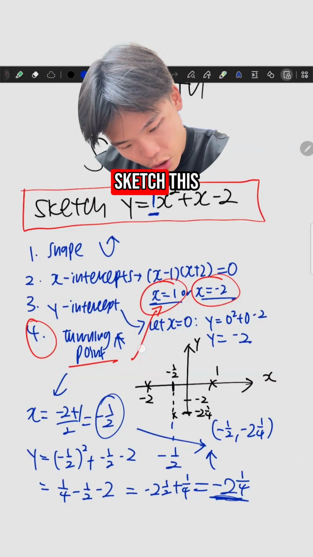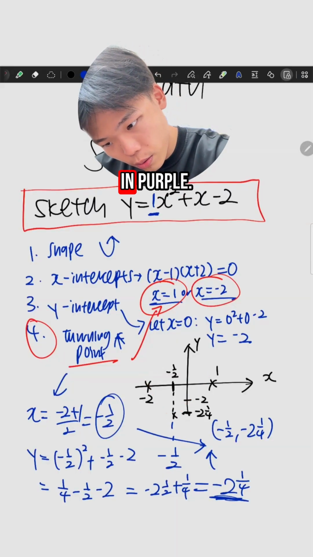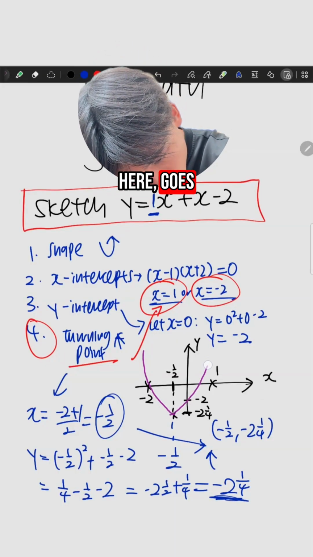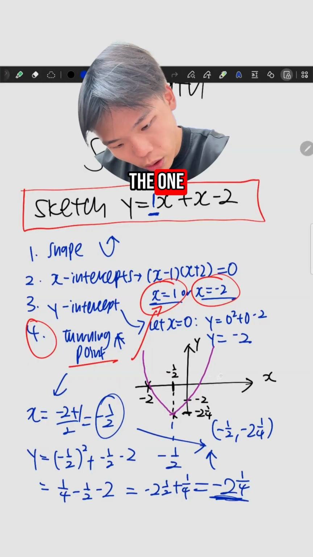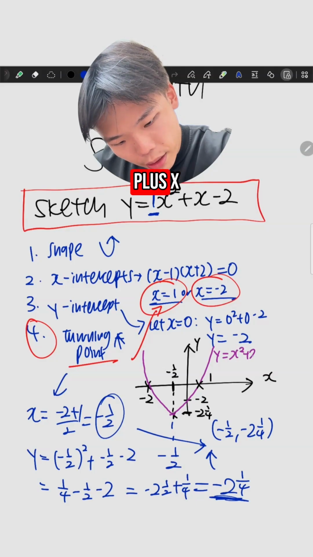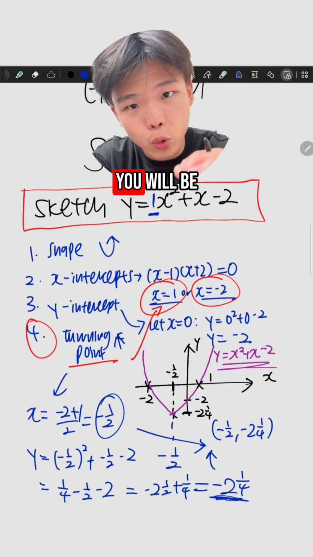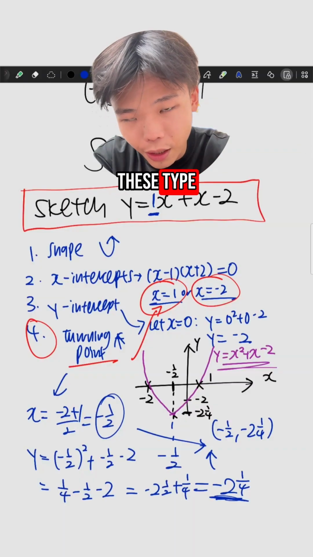So when I eventually sketch this whole thing, my line goes through here, goes through here, goes through here. Okay, and I'm just going to draw it again in purple. Goes through here, goes through here, goes through here, and goes up here, right? I'm just going to adjust the 1 over here and bring it slightly to the left, and at the end I will label the graph. So x squared plus x minus 2. And as long as you follow these 4 steps, these 4 frameworks, you will be able to score the full credit for this style of sketch questions.